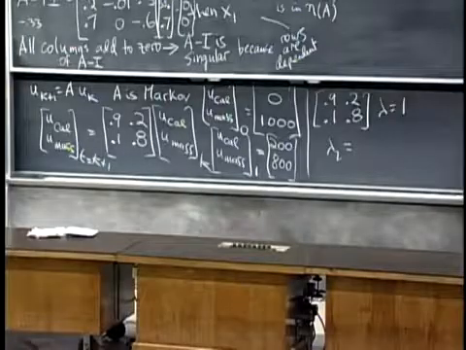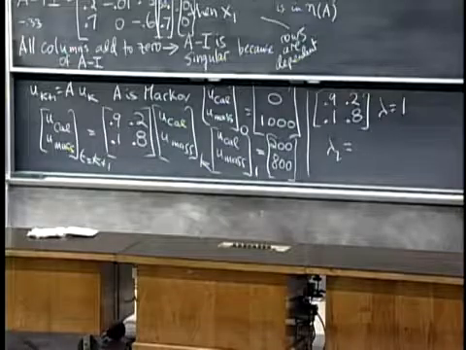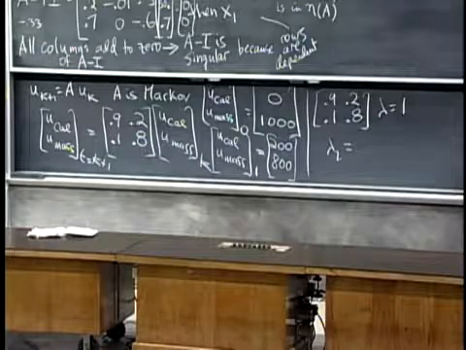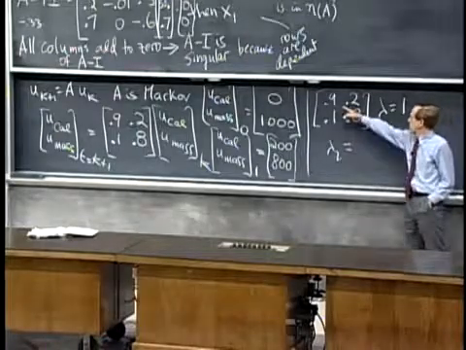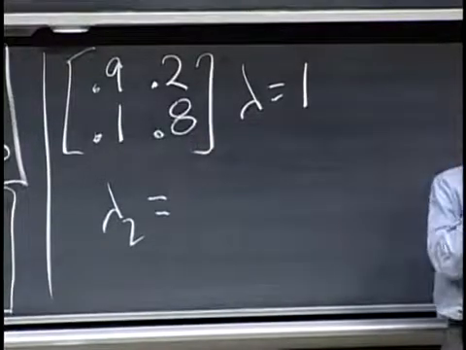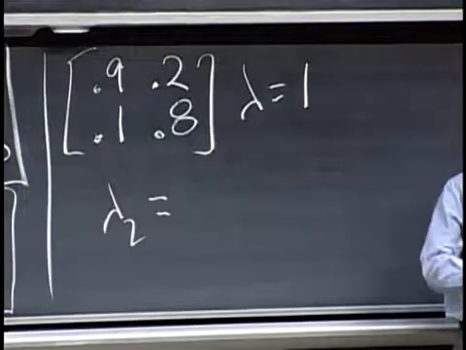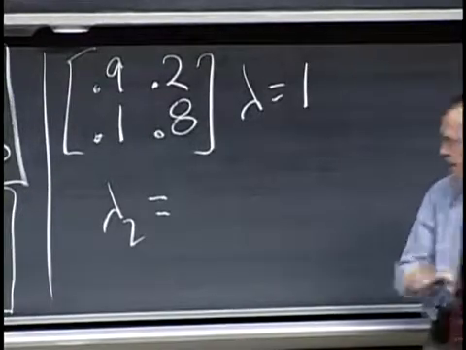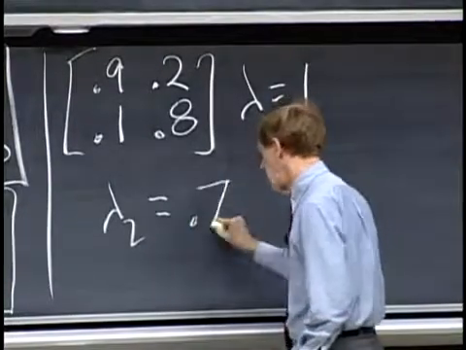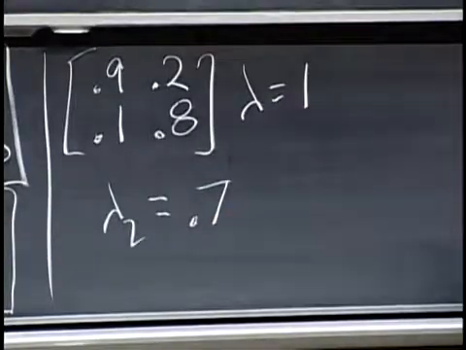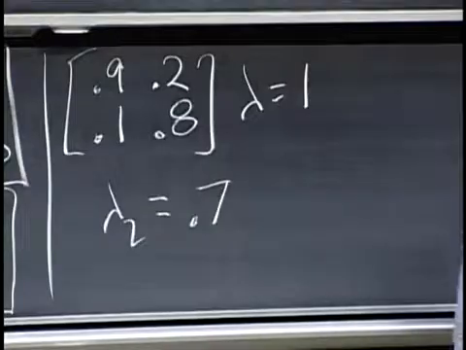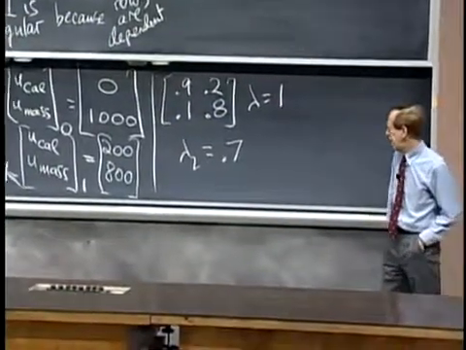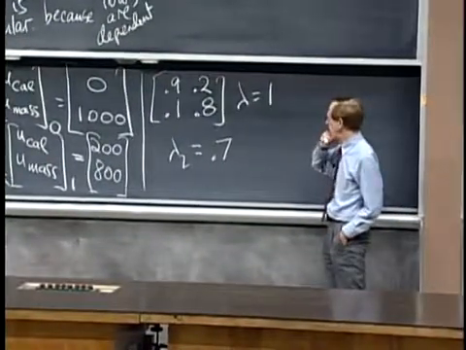What's the other eigenvalue? From the trace or the determinant; the trace is easier. The trace of that matrix is 1.7, so the other eigenvalue is 0.7. And notice that it's less than 1. The determinant is 0.72 minus 0.02, which is 0.7. Right. Okay, now to find the eigenvectors.